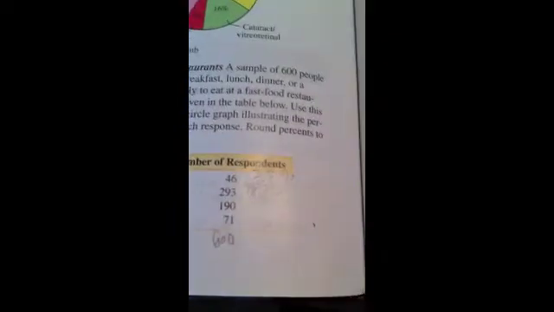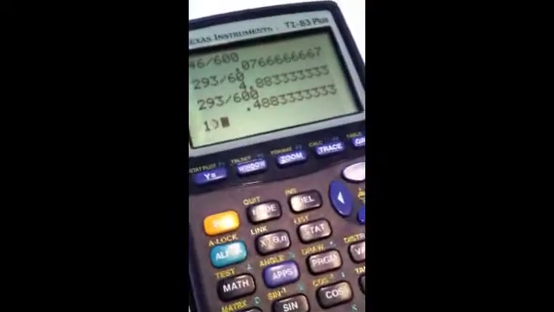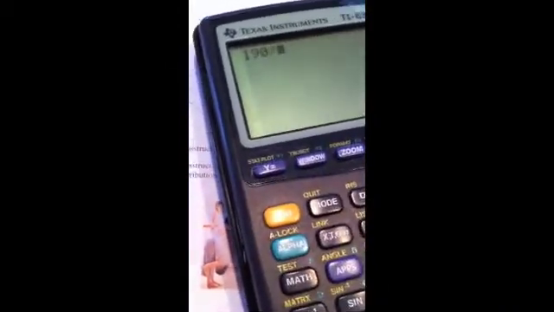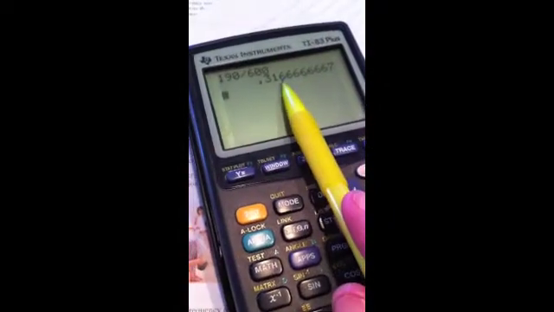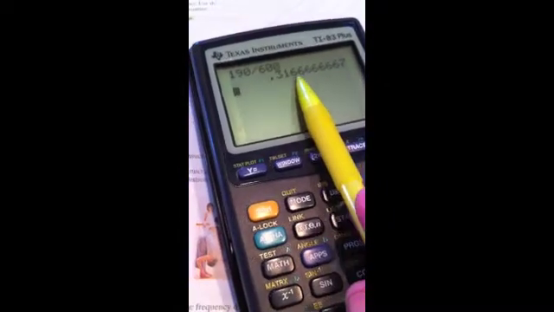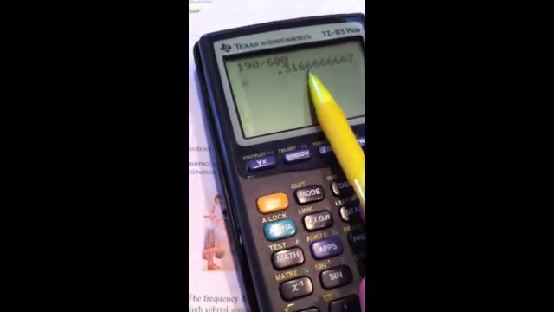And 190 divided by 600. 190 divided by 600 is, scoot the decimal 2 spots, 31.66. I'll round it to 31.67. So 31.67% there. That's hard to see.